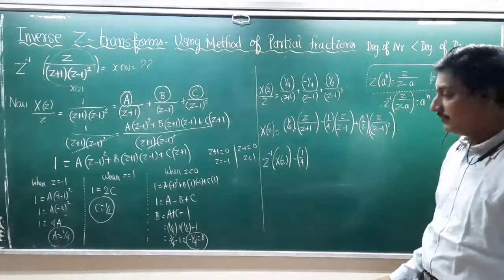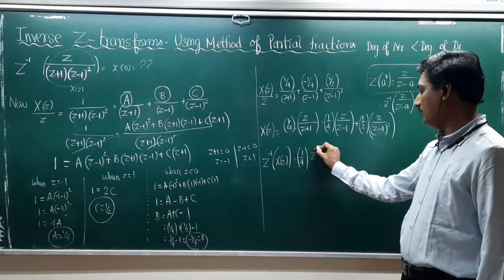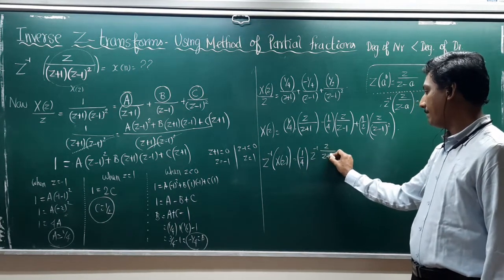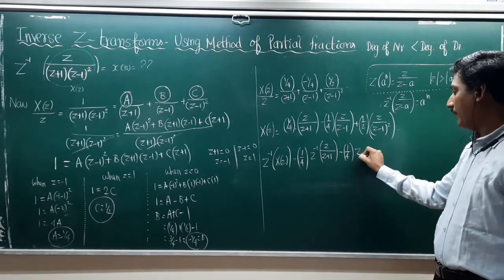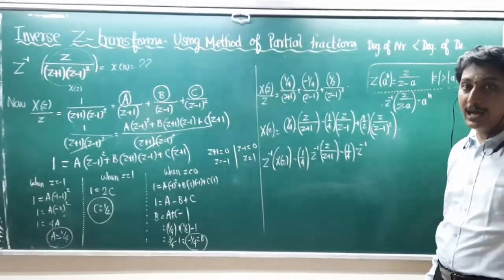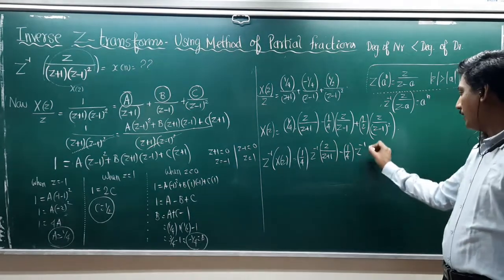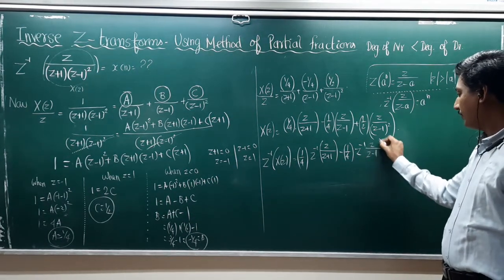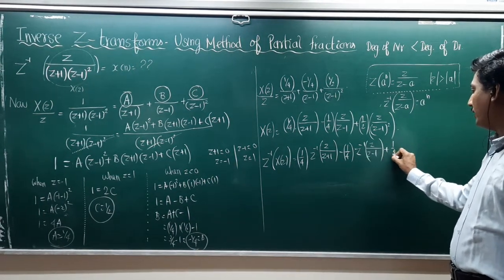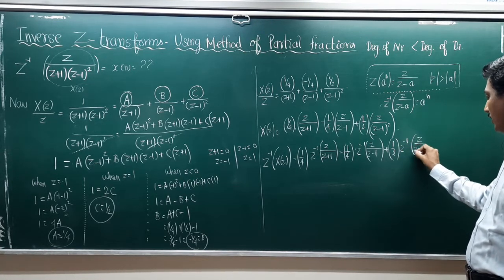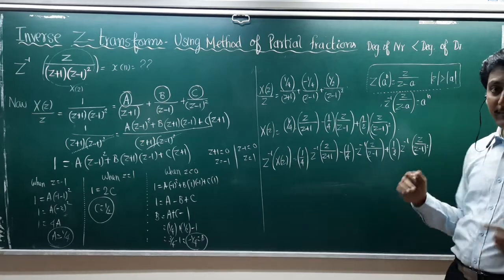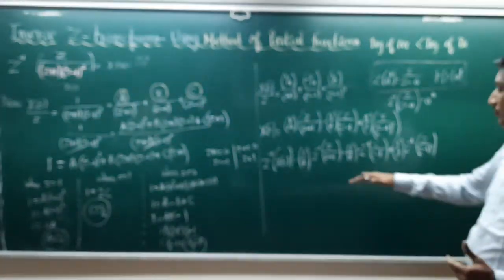By using the linear property we get 1 by 4 into Z inverse of Z by Z plus 1, minus 1 by 4 (this is a constant term, by using the linear property) Z inverse of Z by Z minus 1, and finally plus 1 by 2 into Z inverse of Z by Z minus 1 whole square. Please go and watch a separate video I made for the linear properties of the Z transforms.